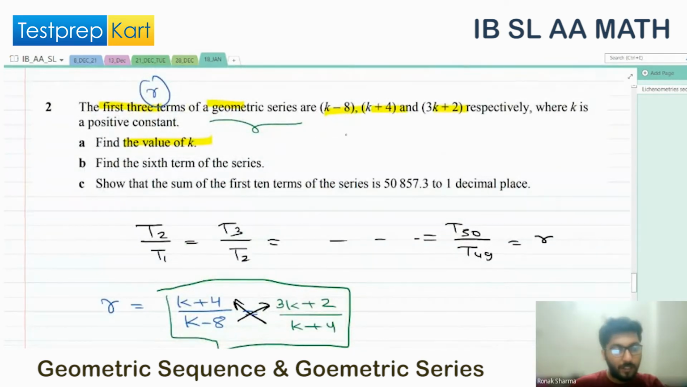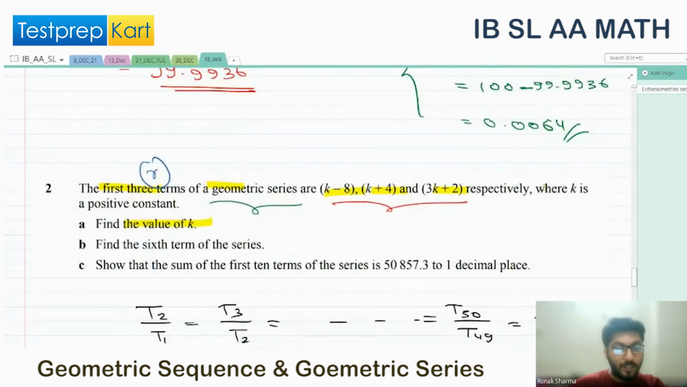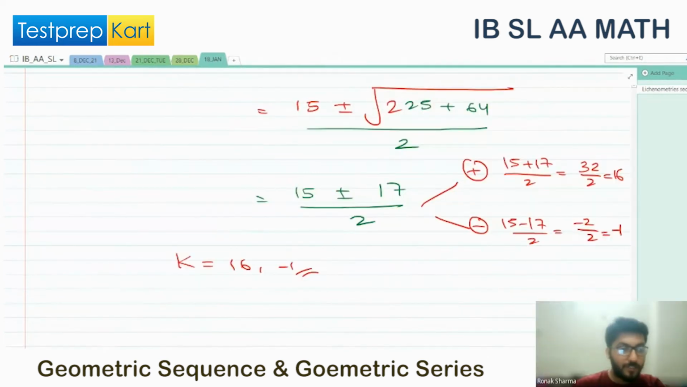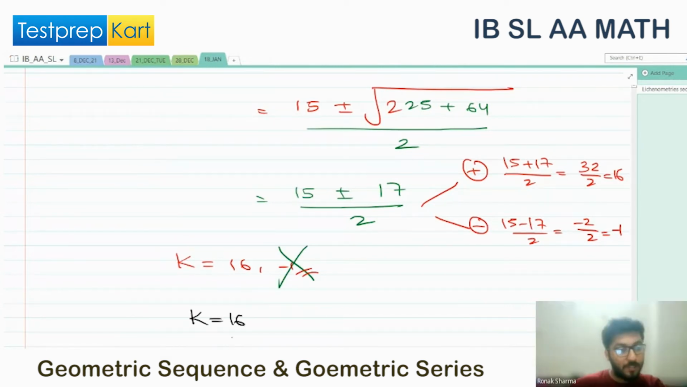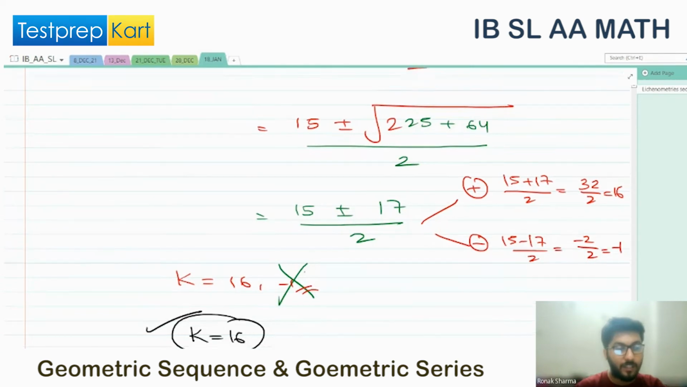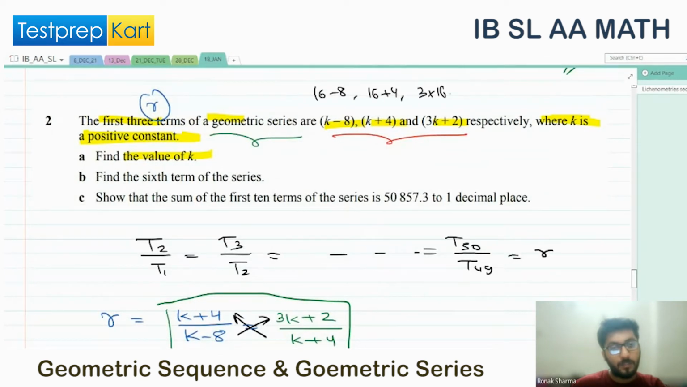Now if we have got k, we can find all the terms. But we are having two values of k, right? But they have given us that k is a positive constant. So should we reject the negative? Yes, k is positive, that means k cannot be negative, so we are rejecting the negative. So k is 16. The first term will become 16 minus 8, this will become 16 plus 4, this will become 3 into 16 plus 2. So overall the terms will be 8, then 20, then 50.